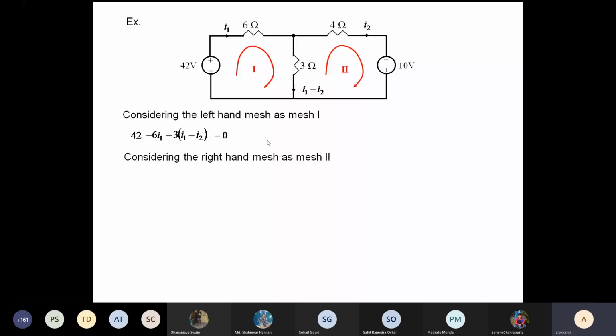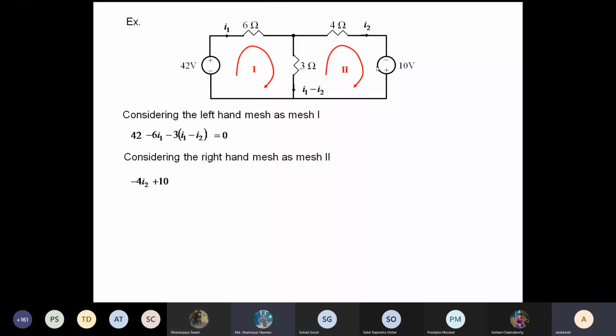If you make use of the other mesh, what will happen? In this 4 ohm, if you go in this direction of the mesh, there is a voltage drop, so it is minus 4 I2. The current is going from higher potential to lower potential, so voltage drop. What is happening in the 10-volt battery? In our direction the voltage rises, so it is plus 10 volts.